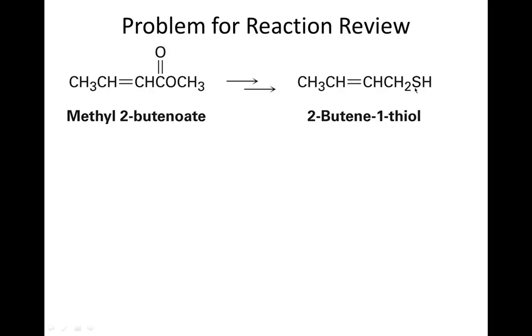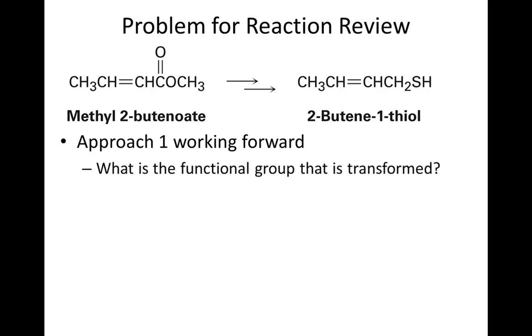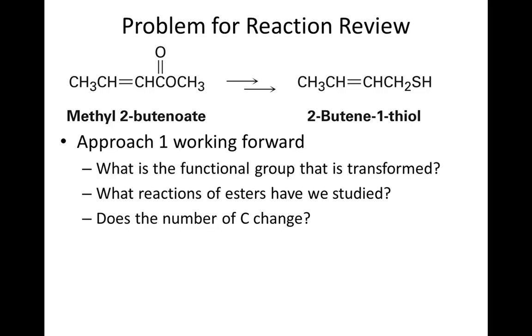So we need to think about what we might do with things that we know about. And in the alcohol chapter, we learned one of the things we could do with esters was to reduce it. And that's pretty much the only thing we know about esters at this point, so that must be one of the things that we need. So let's go forward and think about that. So we're transforming the ester, and the only ester reaction we've studied so far is reduction.